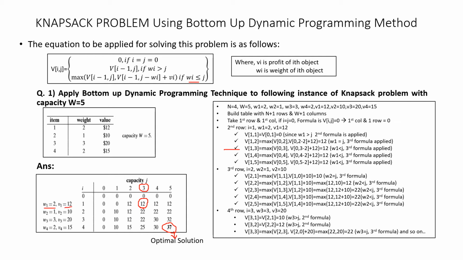So again you have to take the maximum of that. What is v of 0 comma 3? 0 comma 3 is 0. Max of 0 comma what is 0 comma 1? Again 0. 0 plus 12 is 12. Right? Again max of 0 and 12 is 12. So 12 is the answer that you will substitute here. Fine. Next again you apply for this.